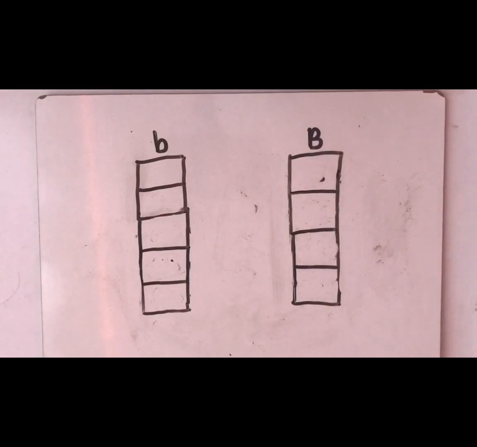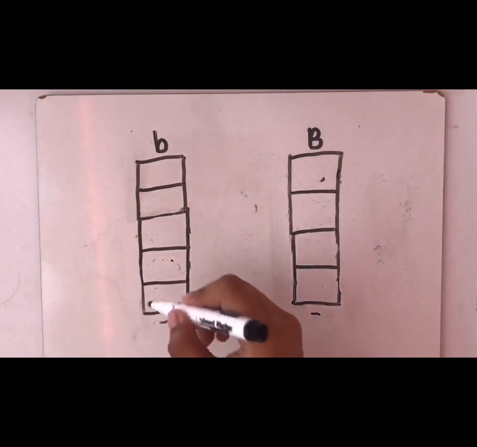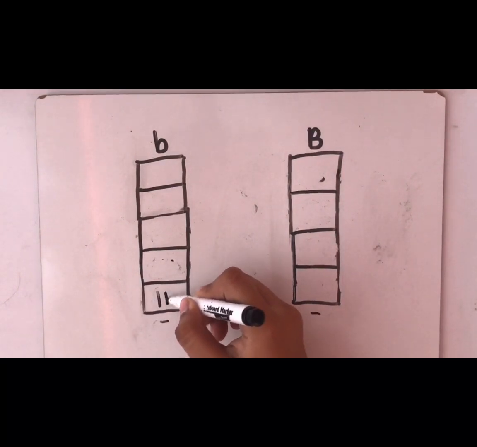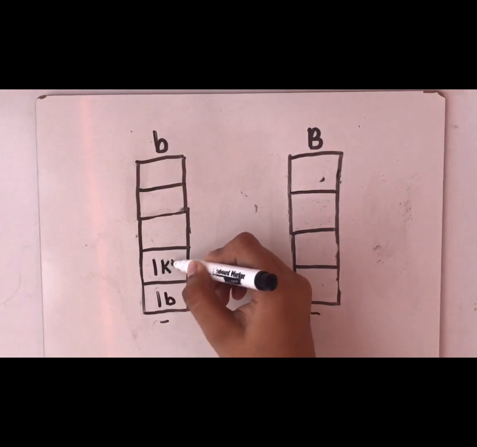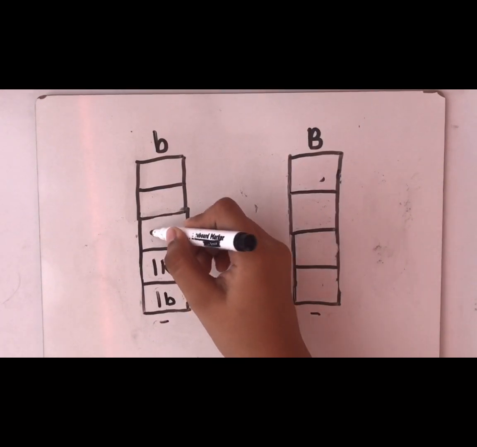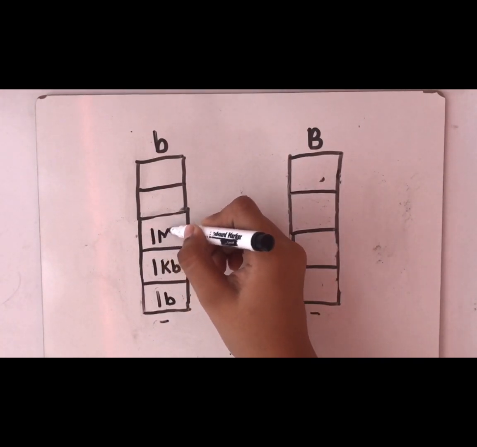In showing how the byte conversion works, we will be using the ladder analogy to make it easier to understand. It starts with the bit ladder and the byte ladder to easily show how the conversion works. In the bit ladder, we would just basically start from the bottom using 1 bit as small b, up the ladder to 1 kilobit, which is kb, and the last on the bit ladder is megabit, which is mb.